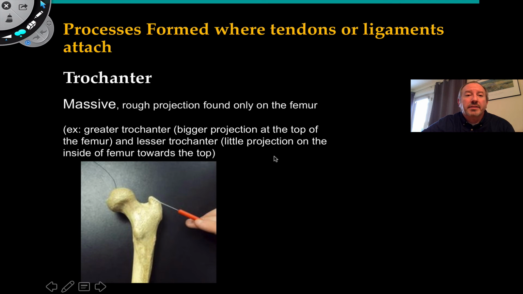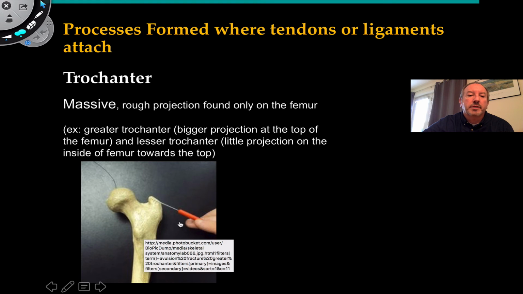Okay, trochanter. Now, a trochanter is a large, and I try to emphasize that by using a larger font here, a trochanter is a massive projection, and it's usually kind of rough. And you can see here, there are different types of trochanters. This one is called the greater trochanter, and this one is the lesser trochanter right over here. And these are big projections, for example, in the femur.